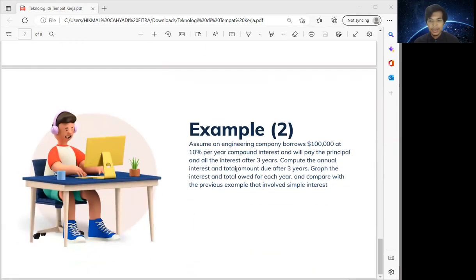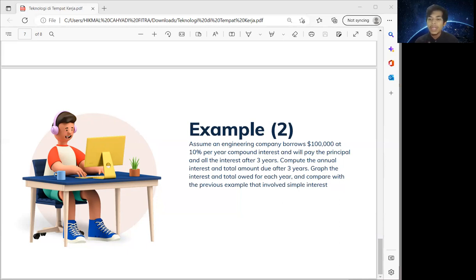The next is, in most financial and economic analysis, we use compound interest calculation. So this is example 2 about compound interest. Assume an engineering company borrows $100,000 at 10% per year compound interest and will pay the principal and all the interest after 3 years. Compute the annual interest and total amount due after 3 years. In this case, we include compound interest, and the annual interest and total of each year are calculated by the equation.